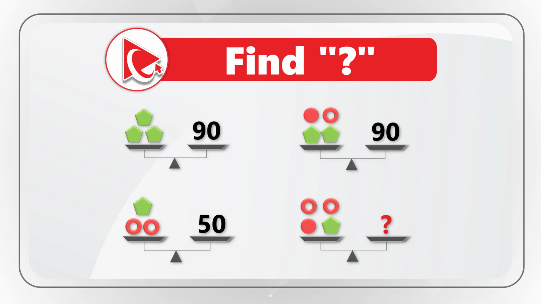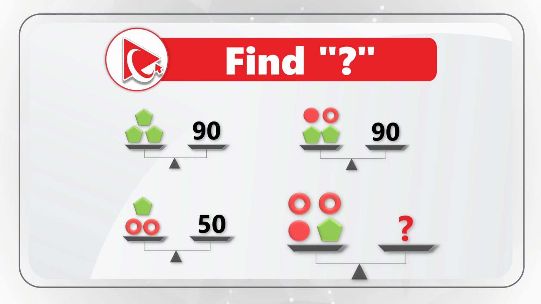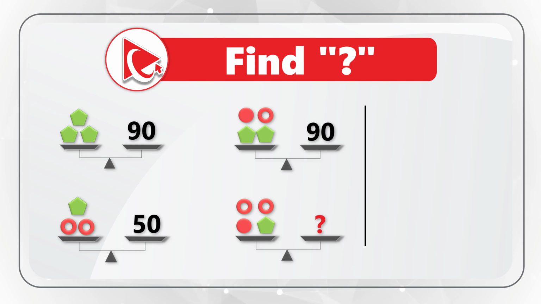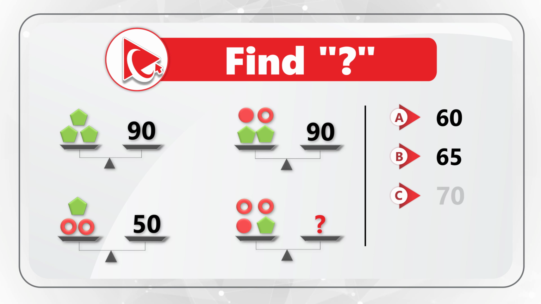And then the last scale contains 1 pentagon, 1 circle, and 2 bagels on the left, and then missing number on the right. You need to select the missing number out of 4 different choices. Choice A, 60. Choice B, 65. Choice C, 70. And then choice D, 75.